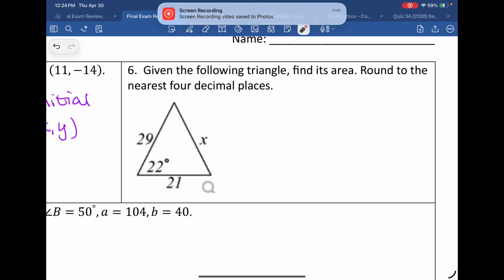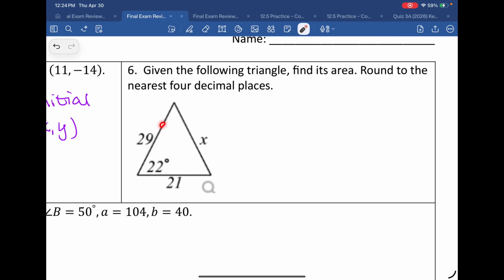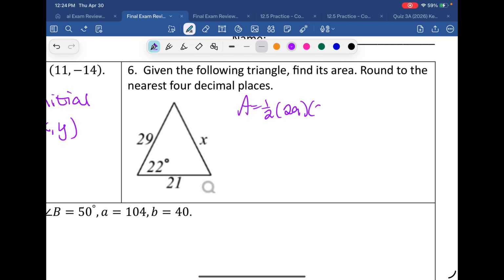All right, find the area. Another side angle side situation. So I'm going to use area as 1/2 times 29 times 21 times the sine of 22.